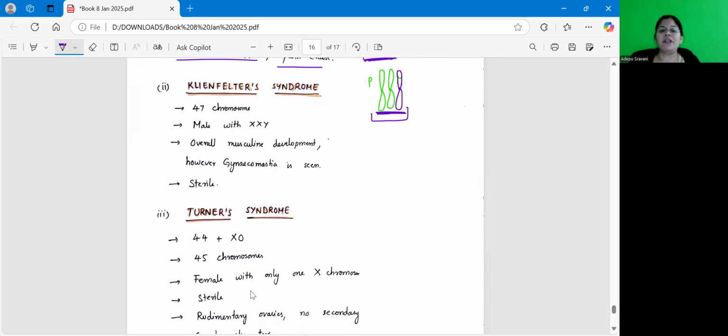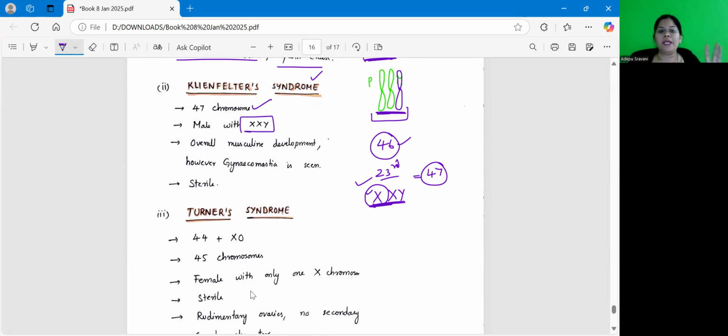Please remember, okay? Klinefelter's, usually 46 chromosomes we have. And in the 23rd chromosome, if it is a male we will have X and Y chromosome, isn't it? But instead of X and Y, if the male has got an additional X chromosome in him, then the condition is called Klinefelter's syndrome. So what will be the number of chromosomes now? It will be 47 now. Usually it is 46, but due to the additional X chromosome in males, we get that condition called Klinefelter's. So 47 chromosomes, males with XXY.